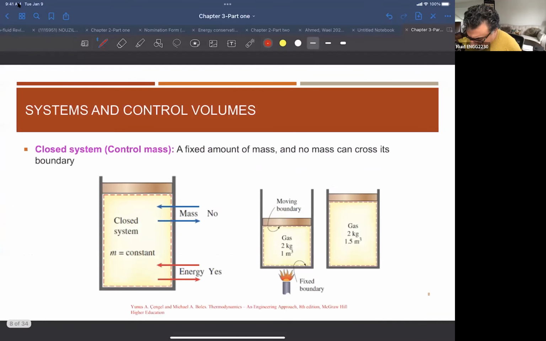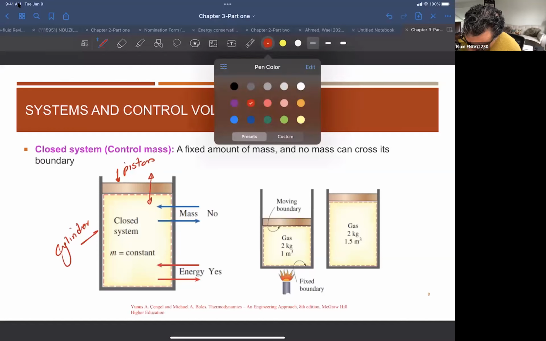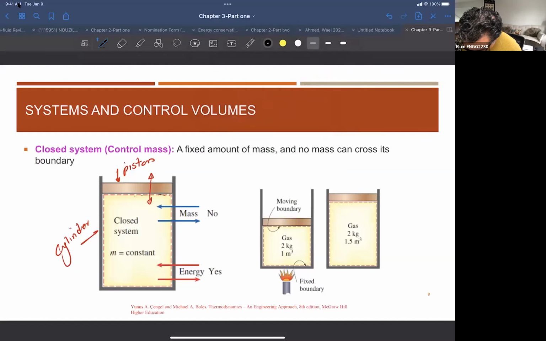Okay, and a simple example of this, like when I have a piston here, and this is a cylinder, and this cylinder piston can be moving up or down, right? So now if I have a certain mass inside this, let's say, for example, I have some gases inside this control system. If mass is not crossing, if there is no mass coming in or out, that means we call this a constant mass system, okay?